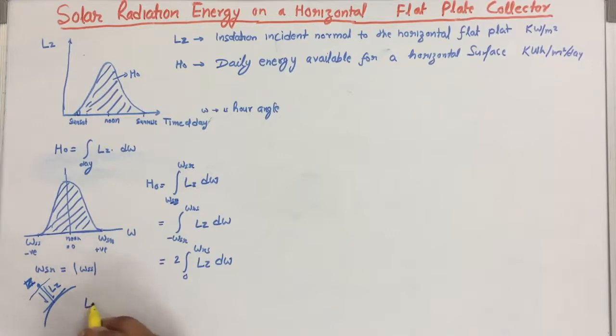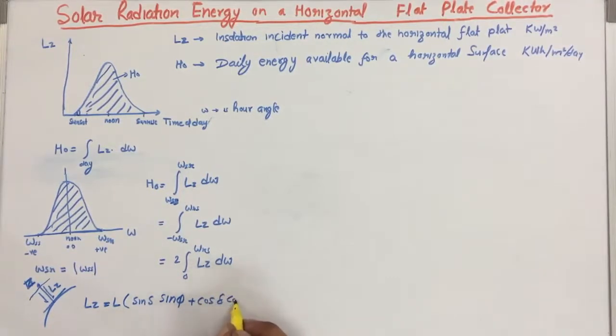So the relation between LZ and L can be written as sine delta sine phi plus cos delta cos phi and cos our angle, where L is the extraterrestrial insolation level.